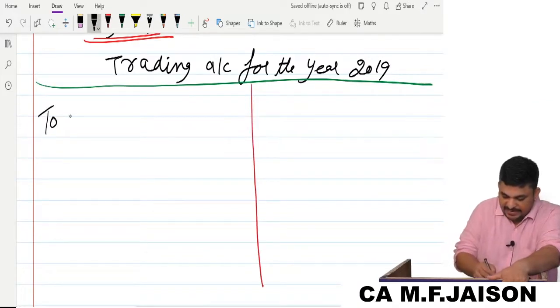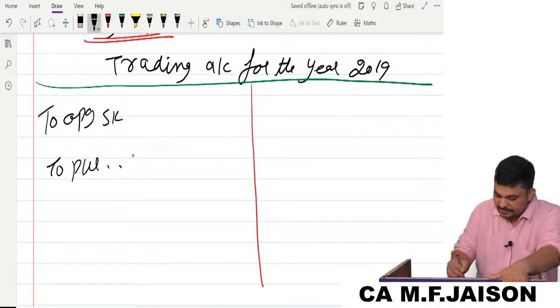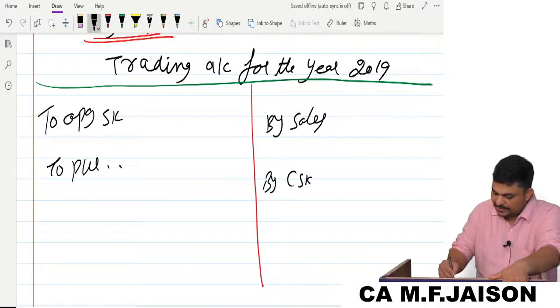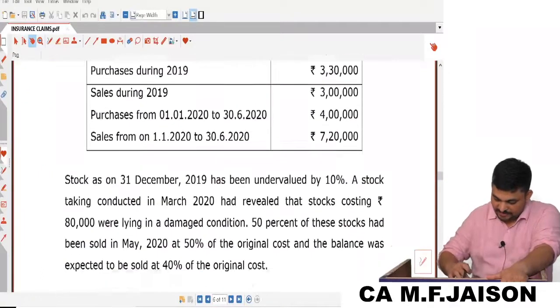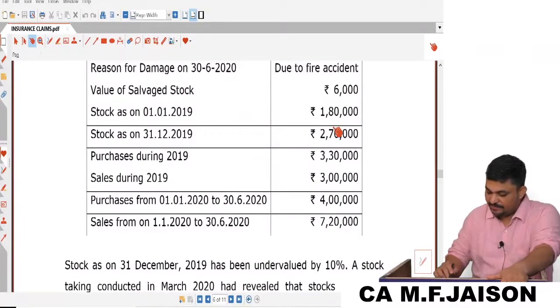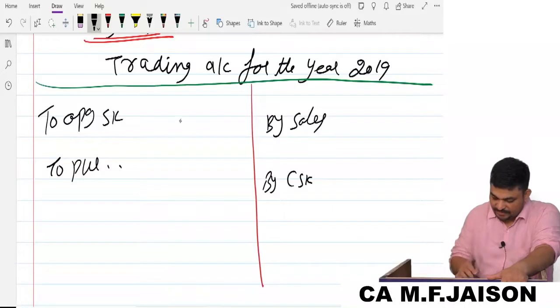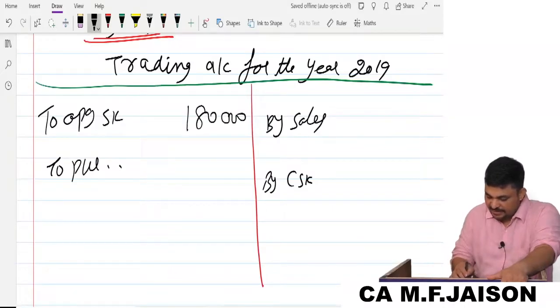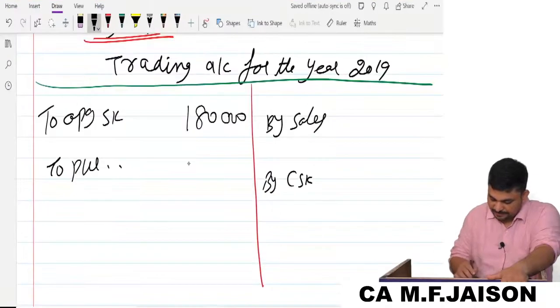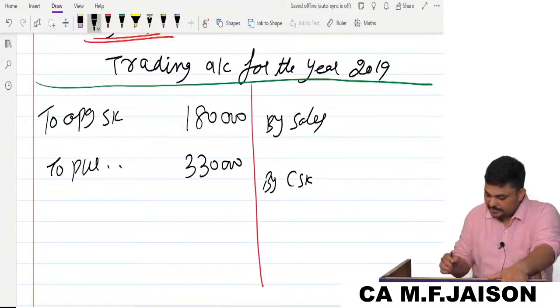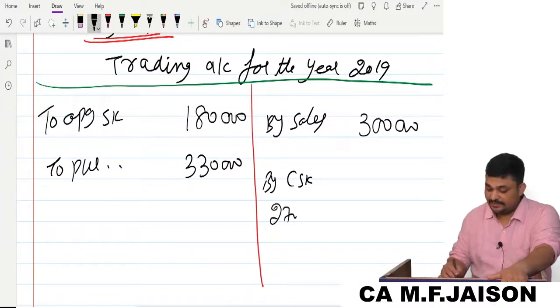In which they have very clearly given opening stock, purchases, sales, closing stock. What is the opening stock for 2019? They have given line by line information: opening stock 1,80,000, purchases 3,30,000, sales 3 lakhs. Closing stock they have given us 2,70,000.